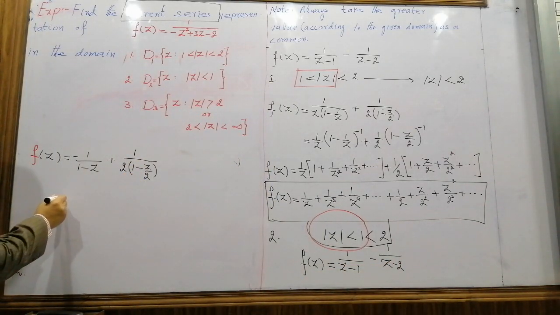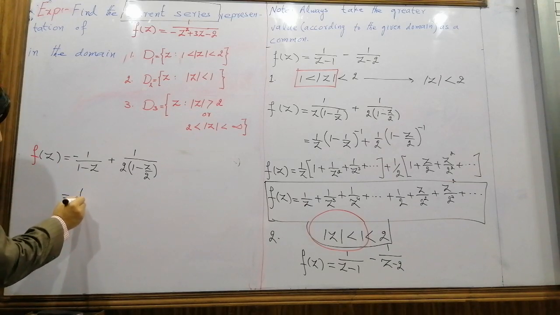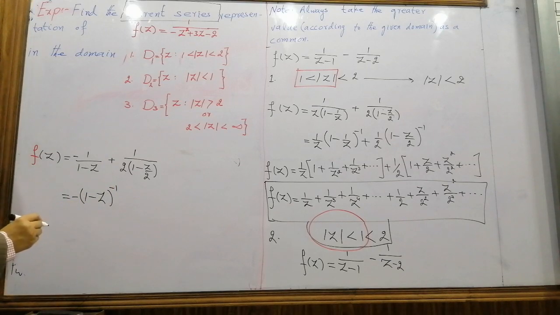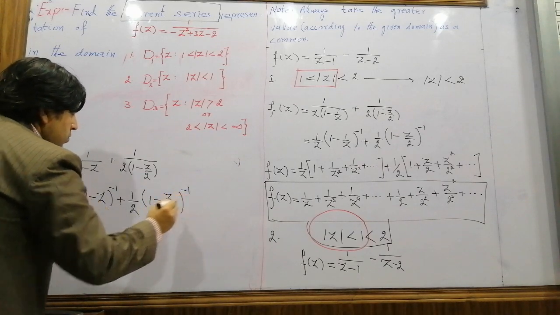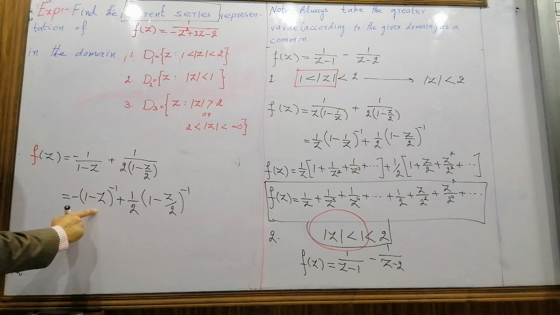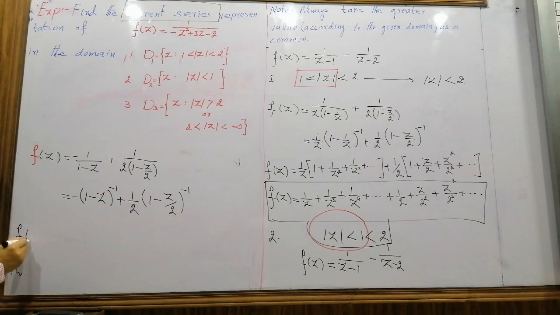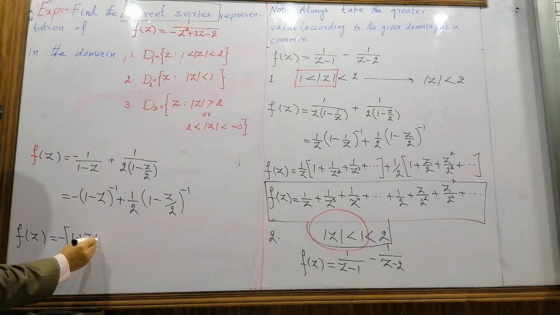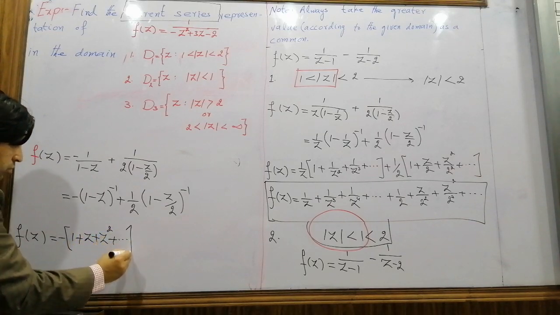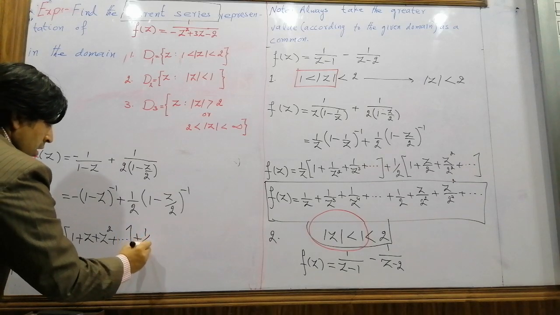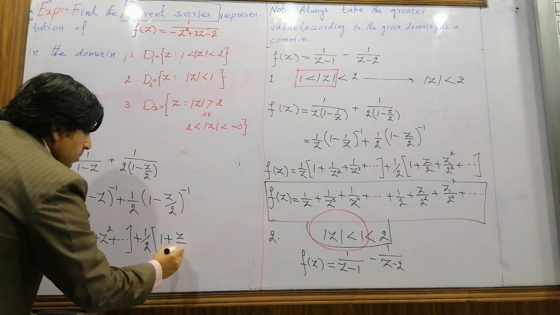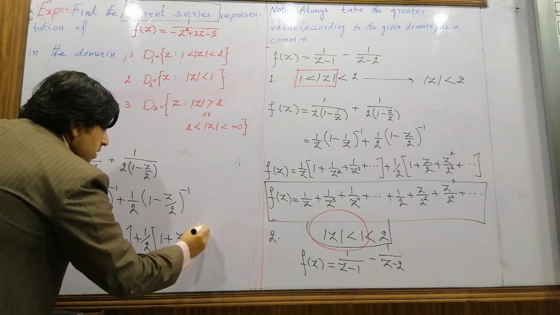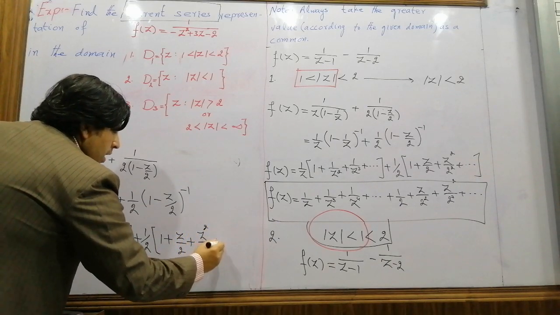And now we have to evaluate this function. So from here I can get that this is 1 minus z whole power minus 1, and this one is 1 minus z divided by 2 whole power minus 1. So let us use the binomial expansion first of all for this one. So f of z is equal to minus, this will be 1 plus z plus z square and so on. Now plus 1 over 2, and I have to use the binomial expansion. So this is 1 plus z by 2 plus z square divided by 2 square is 4 and so on.